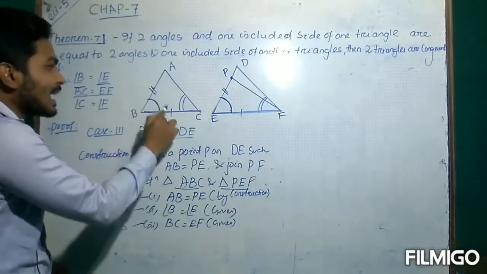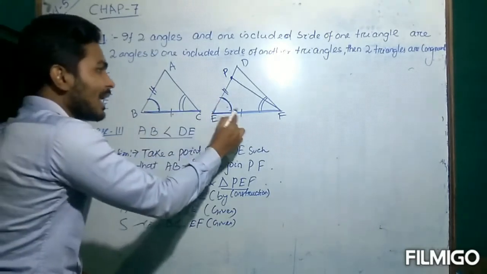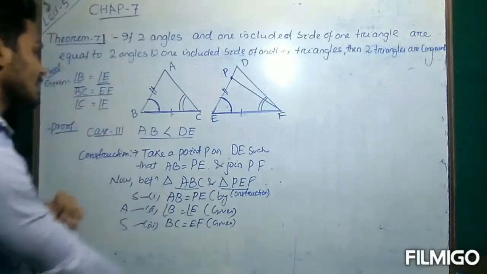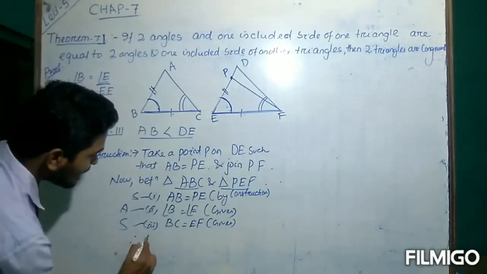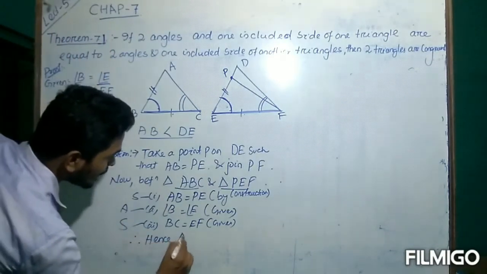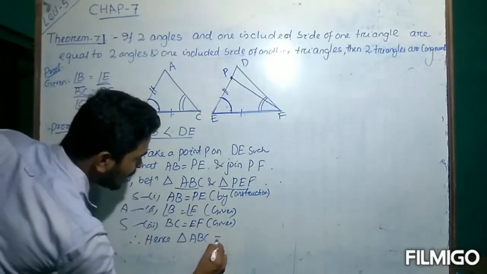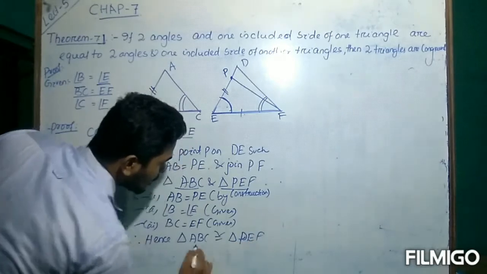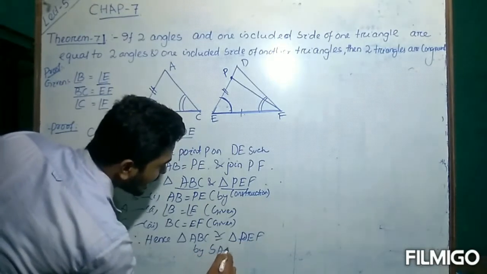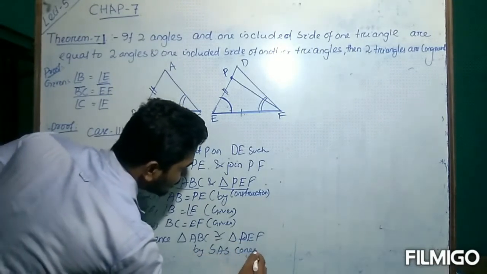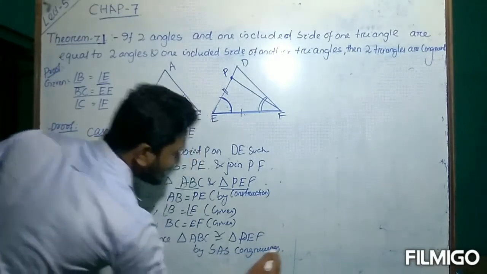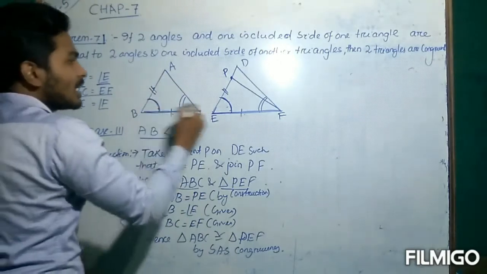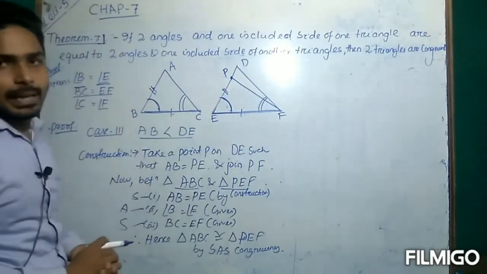So by SAS criterion, these two triangles will be congruent. Okay, so we can write, hence, triangle ABC is congruent to triangle PEF by SAS congruency. Up to this, I think you are all clear. Okay, we have proved that this triangle is congruent to this small triangle.